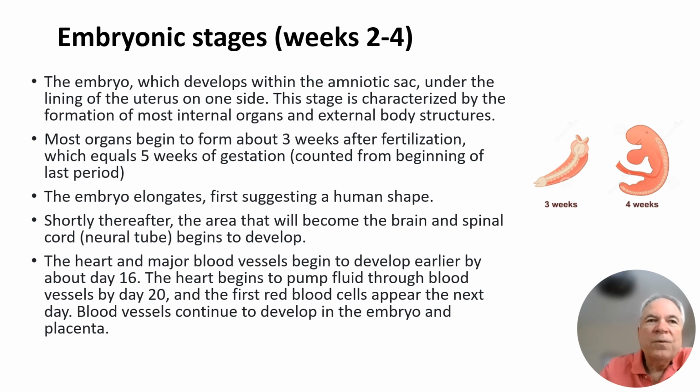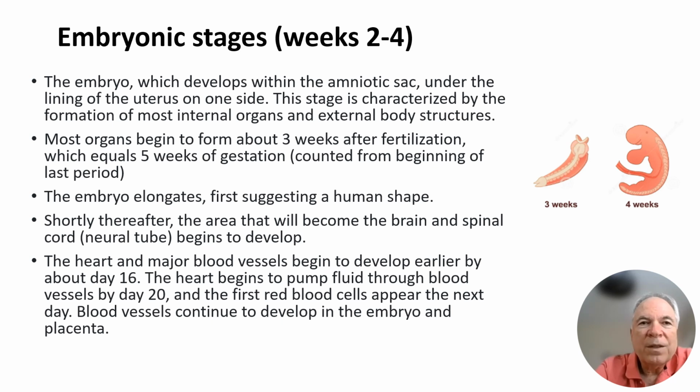From weeks 2 to 4, the embryo develops within the amniotic sac. This is the stage where most of the internal organs and external body structures develop. Most organs form about 3 weeks after fertilization, which equals 5 weeks of gestation, counting from the beginning of the last period. The embryo elongates, first suggesting a human shape.